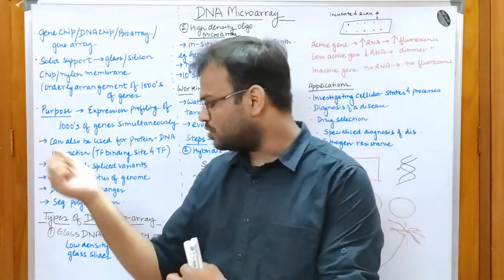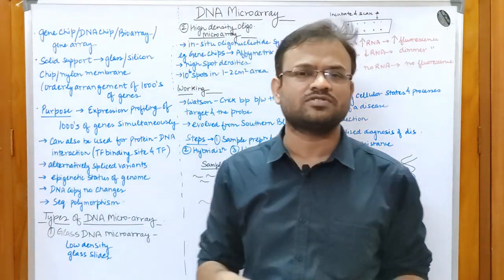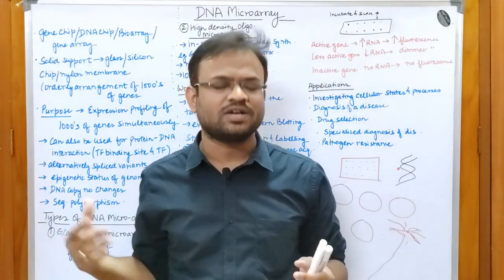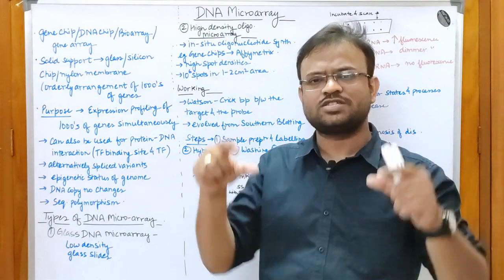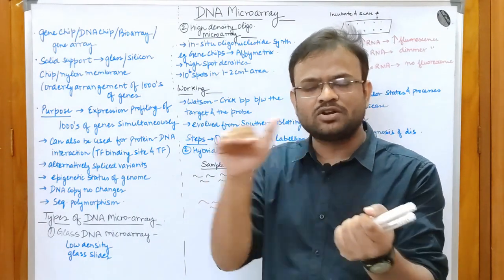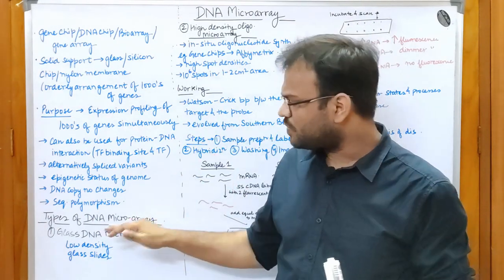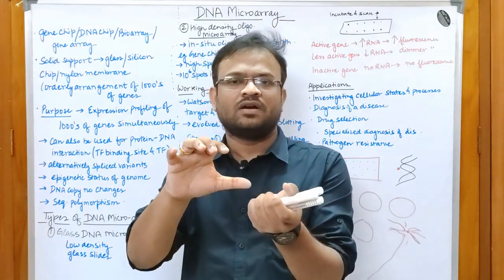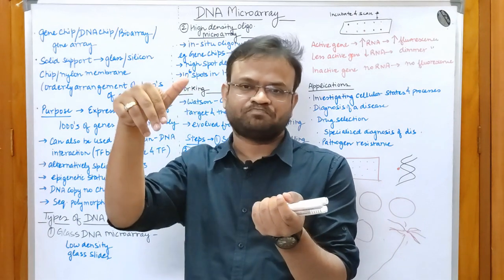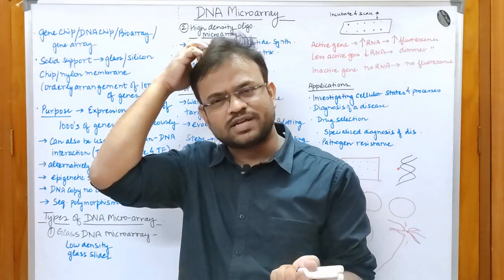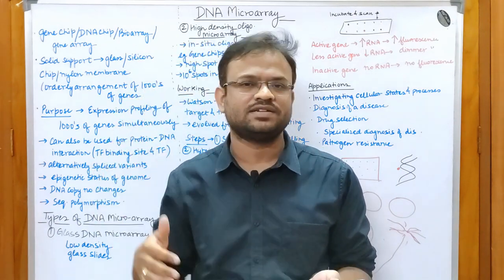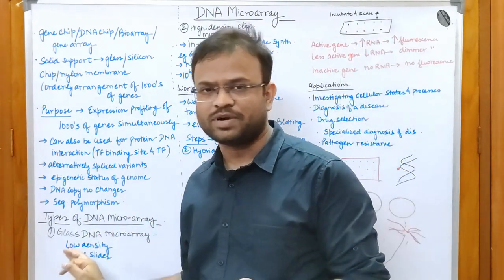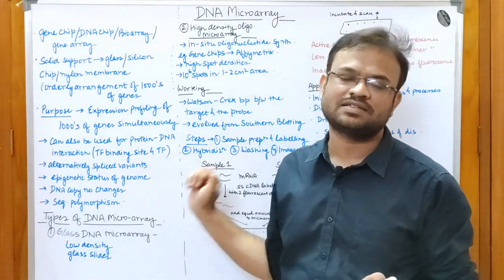Why are we calling it low density? Because the number of genes is limited over here. I'm not saying that there is less space, but the number of genes that you can imprint onto the glass slide over here is less. That means the number of genes that you are attaching in a given area has a lesser density. Number of genes over here can be less. So lesser density, and the material used over here is glass slide.